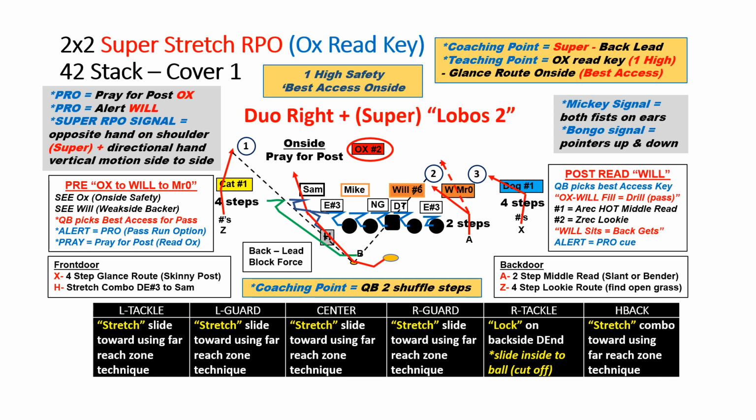In this case, with 1 high, same rules, it's the ox. He'll take those 2 shuffle steps, the ox fills, then he'll set up and throw to the Z on the pray for post. If the ox sits, then he's the back who gets, and he'll plant on that second shuffle step, tuck the ball, and read the H inside out, just like any ball carrier.